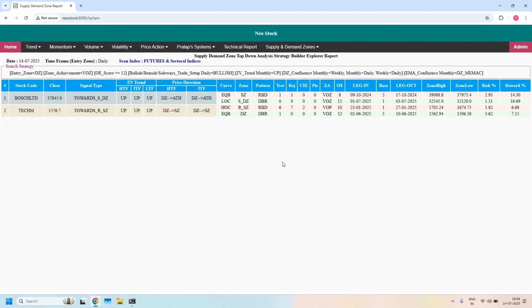So we got 2 stocks. That way, these 2 daily demand zones are having more high probability to get success. This is already tested once. I think probably recently it might have been tested, maybe today or maybe previous day, but already it gave a trade.